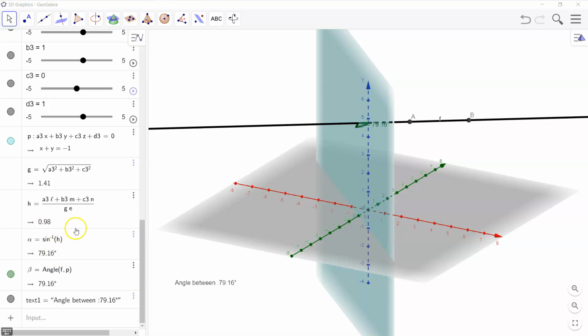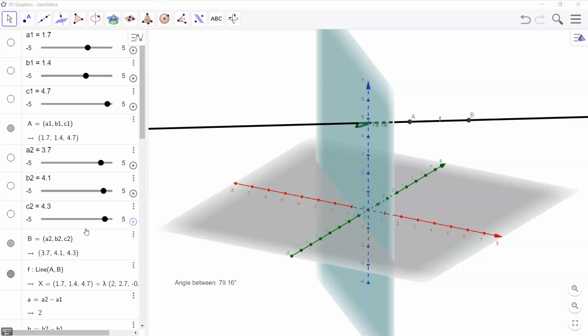Okay. And when will it be perpendicular? When this ratio is 1. That means sine inverse of 1 is 90. Great. So that is the angle between a plane and a line.